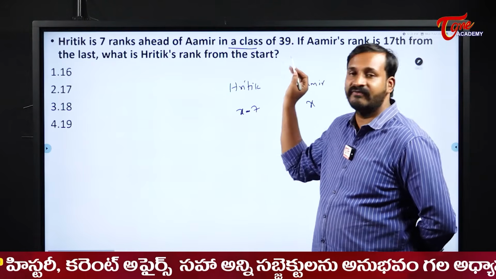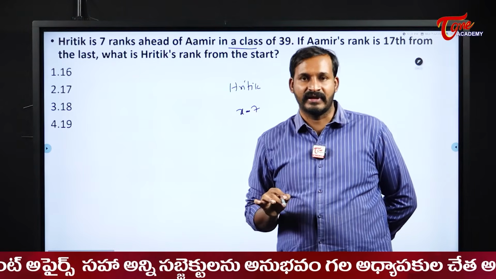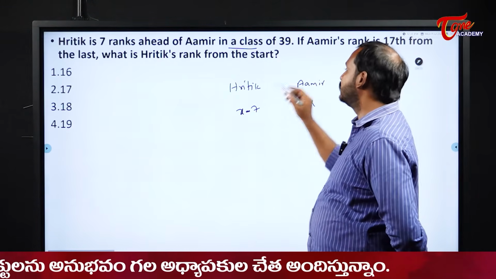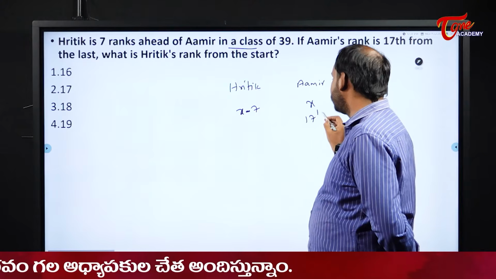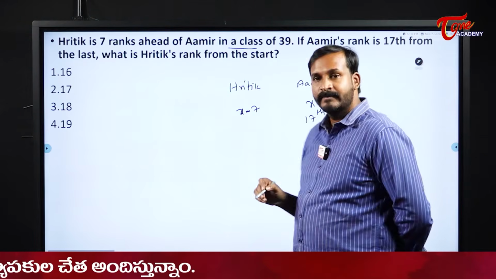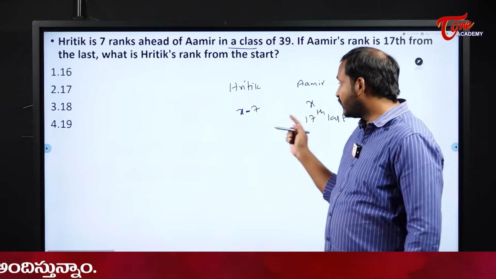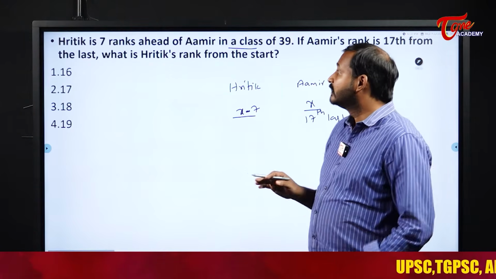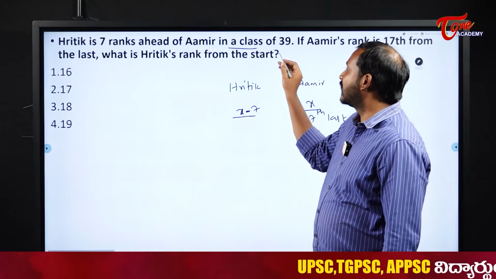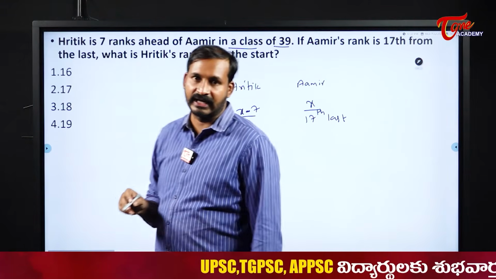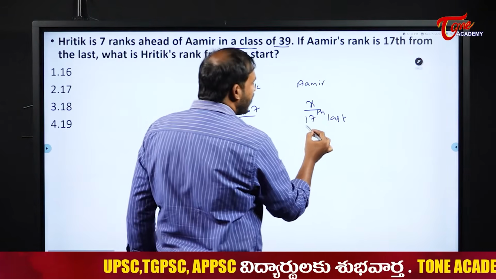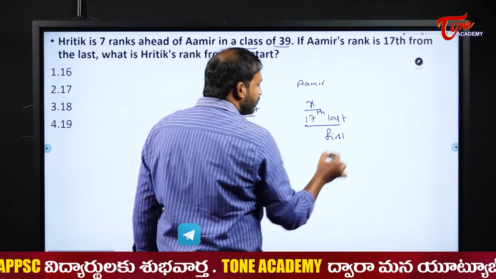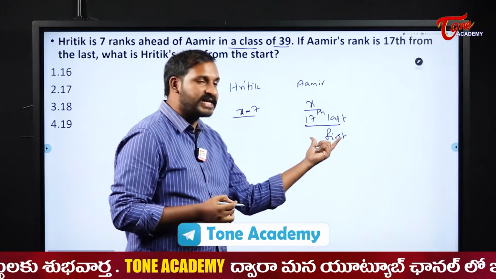Why? Because this is the case of ranking. So ahead of that one. If Amir's rank is 17th from the last, from the last he has been given. From the first, it means x minus 7 and x, that is satisfied. What is Hrithik's rank from the start? Total class strength is what, students? 39. If it is 39 and from the last he is 17th, what is his rank from the first?